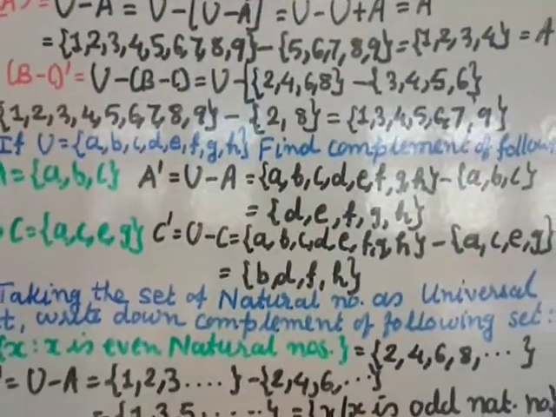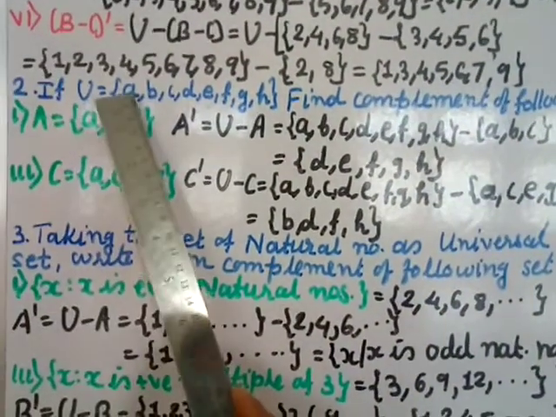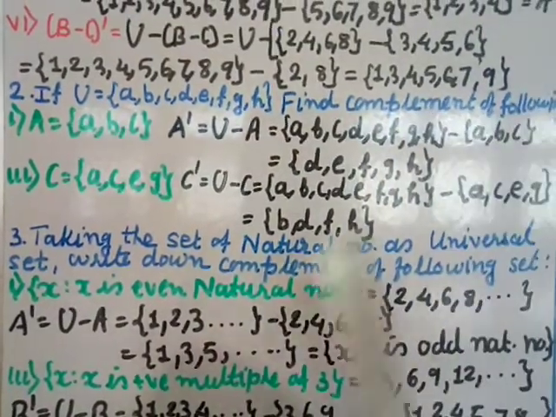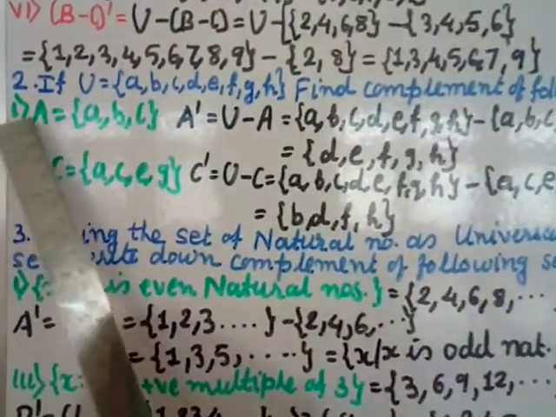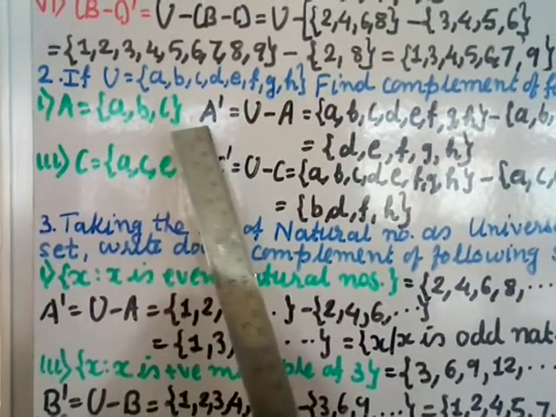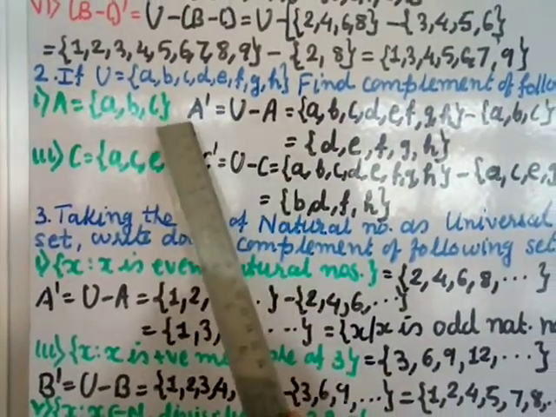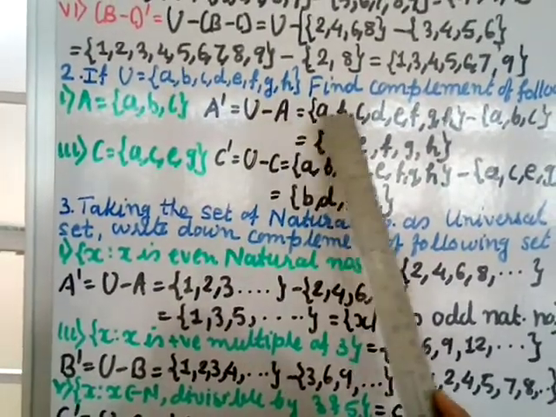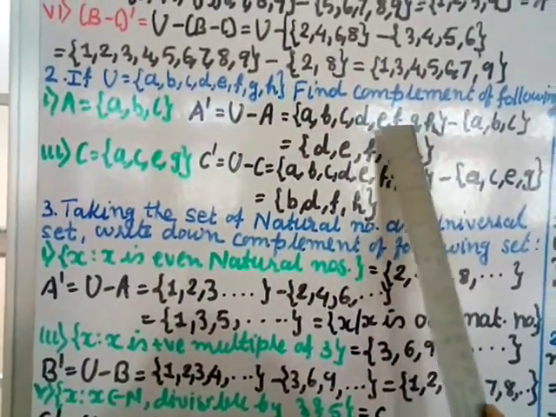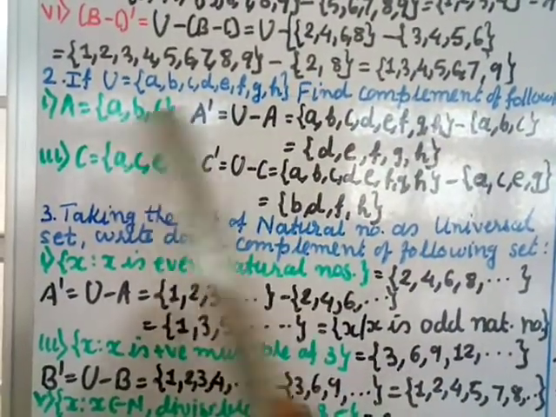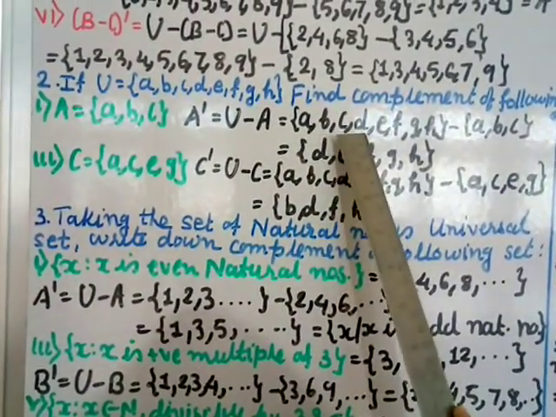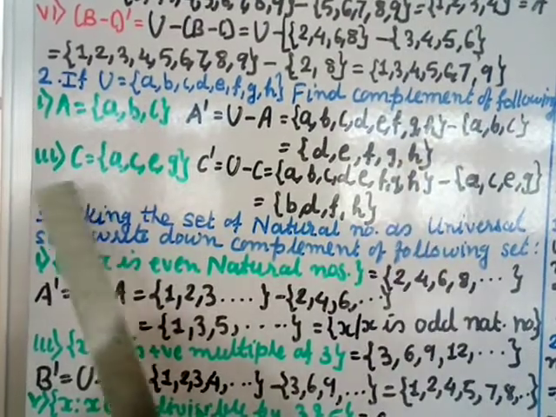Question number 2. If U = {a, b, c, d, e, f, g, h}, find the complement of the following sets. Number 1, A = {a, b, c}. You know A' equals U minus A, or the complement of A is U minus A. So U is this one, a, b, c, d, e, f, g, h, and A is this one, a, b, c. So you have to exclude these elements from here. So you will start from here: d, e, f, g, h.